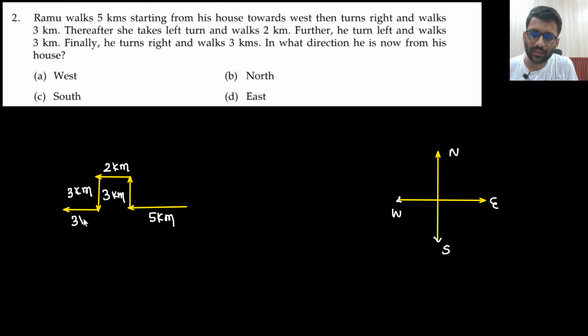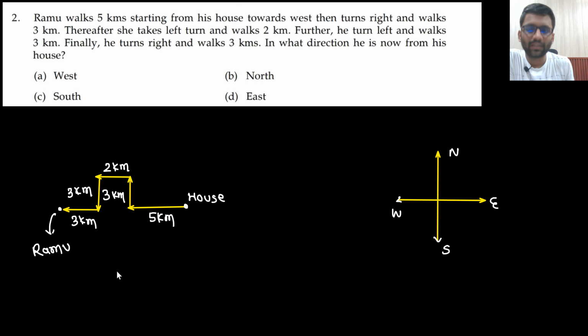Now what they are asking is, in which direction is he now from his house. So here was the house, and here is Ramu currently. So in what direction is he now from his house? From his house, he is in the west. Are you getting this point?